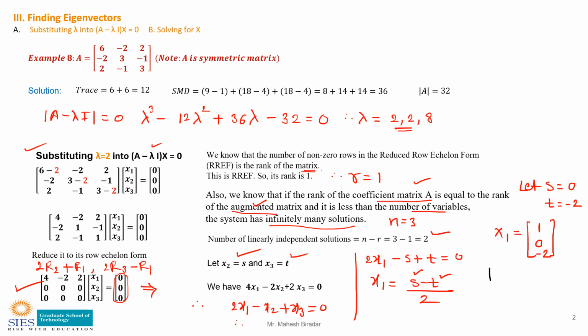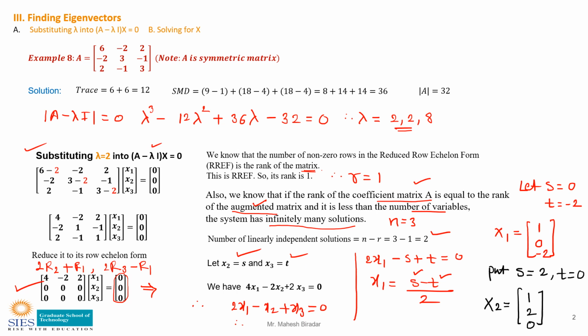Now you can switch, put s is equal to 2 now and t is equal to 0. So you will get another vector, because we know that there are two linearly independent solutions. So if I put s is equal to 2 here, t is 0. So 2 by 2, which is equal to 1. So x1 is 1. x2 means s, which is 2. And x3 is t, which is 0. So the second eigenvector associated with lambda is equal to 2 is (1, 2, 0).